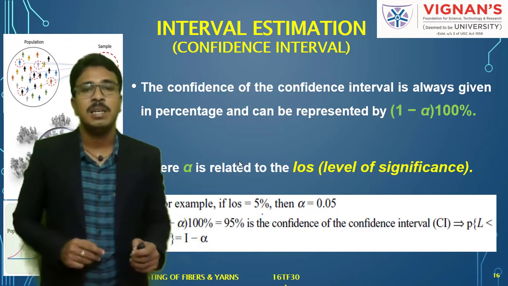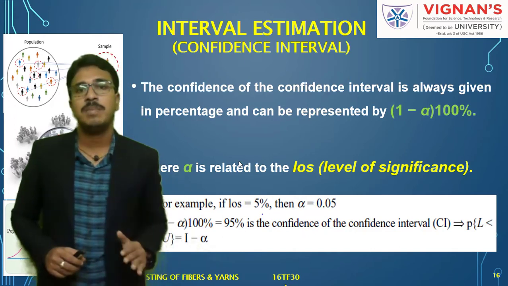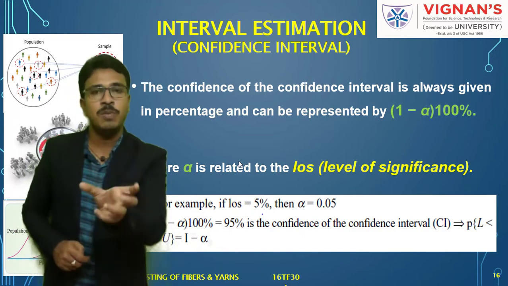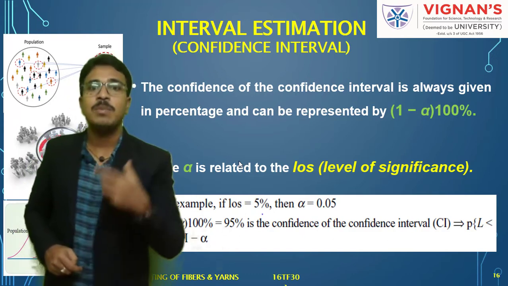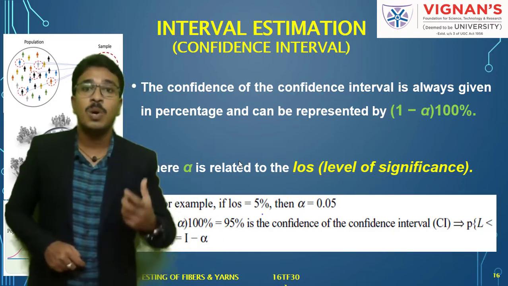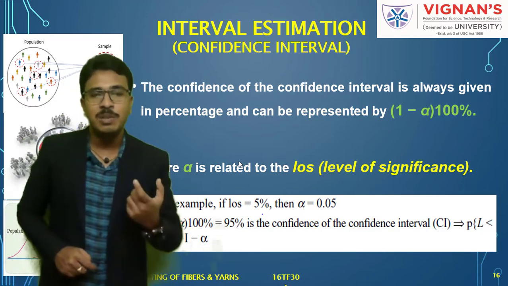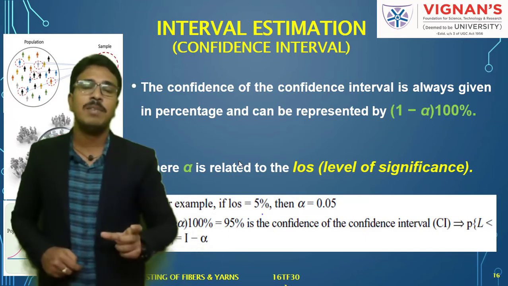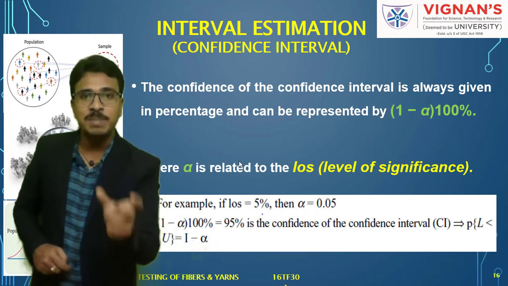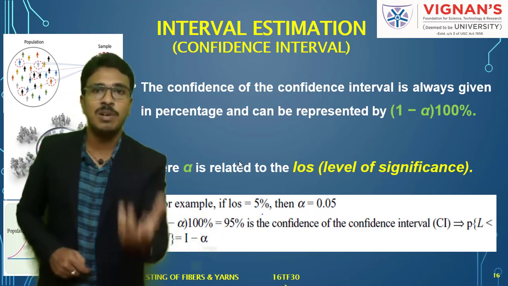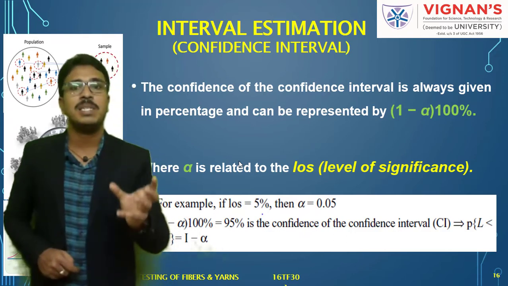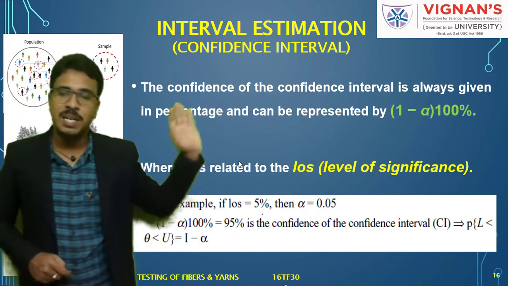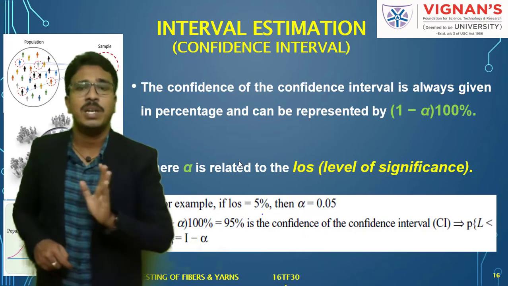Again I am repeating: whenever interval estimation is there, where the population parameter lies between two values, we are stating this with some confidence. So what is that level of confidence? Are you saying this with 100% confidence, or 95%, or 90% confidence? We represent that as a percentage, and it is given by (1 minus alpha) into 100.